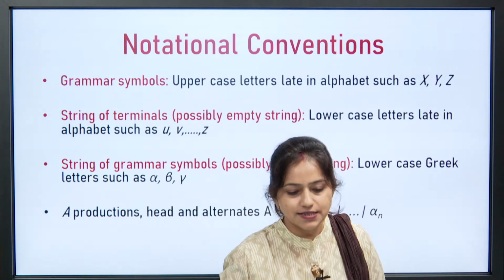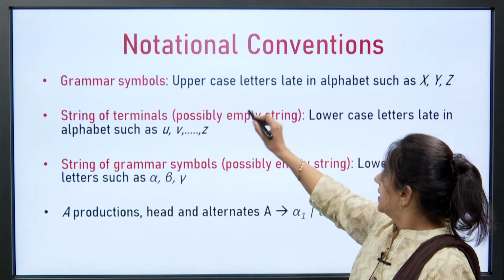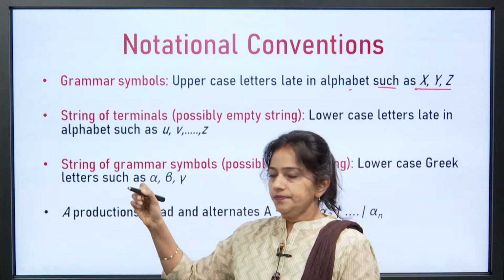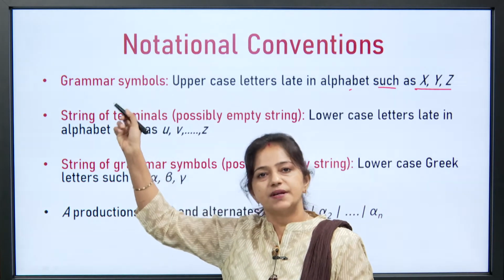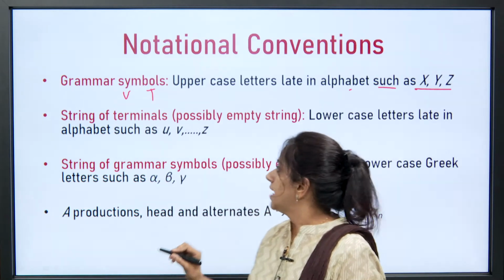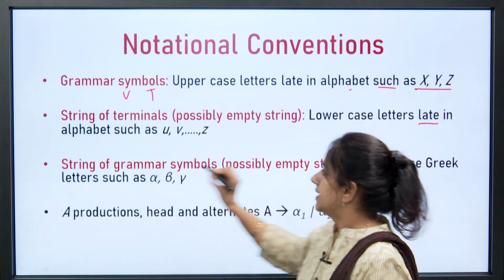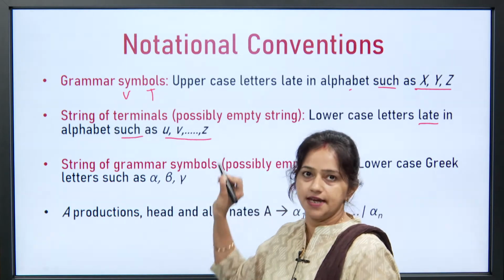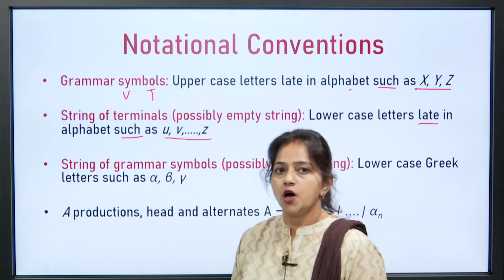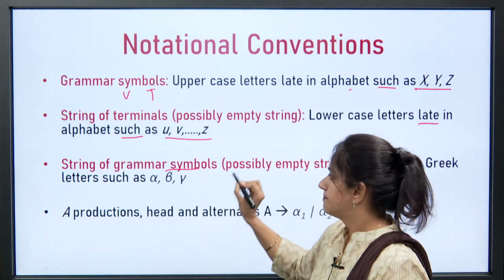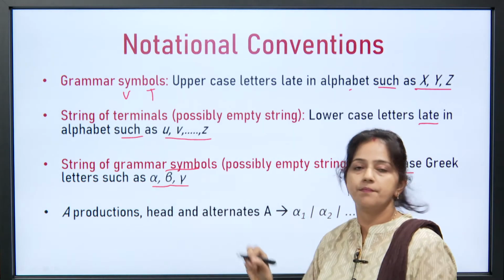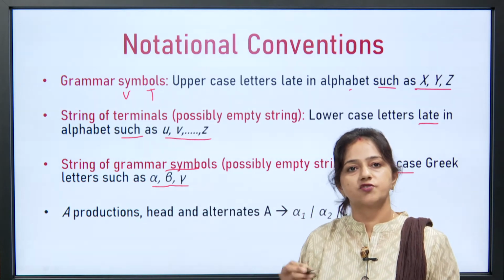Now, other terminologies like grammar symbol. Uppercase letters late in the alphabet, X, Y, Z, can be treated as grammar symbols. A grammar symbol can be a non-terminal or a terminal, any symbol. Now, lowercase letters late in the alphabet like u, v, z can be used as strings of terminals. Next is a string of grammar symbols. Lowercase Greek letters such as alpha, beta, gamma can be used as a string of grammar symbols.